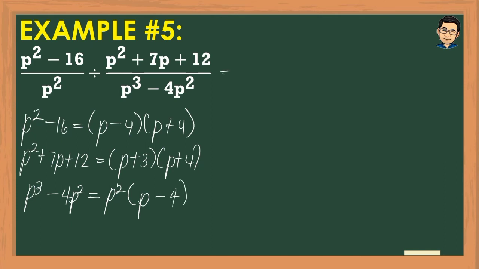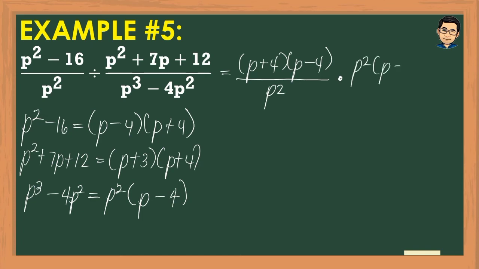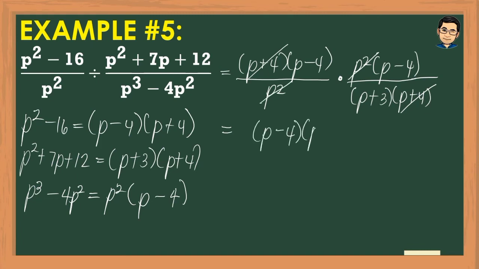So, we rewrite them na. So, p plus 4 times p minus 4 and then p squared. The reciprocal of the divisor, p squared times p minus 4 all over p plus 3 times p plus 4. So, the factors of p squared plus 7p plus 12. Now, we cancel out common terms. P plus 4, p plus 4, p squared. So, ang natira lang po is p minus 4 times p minus 4 all over p plus 3.